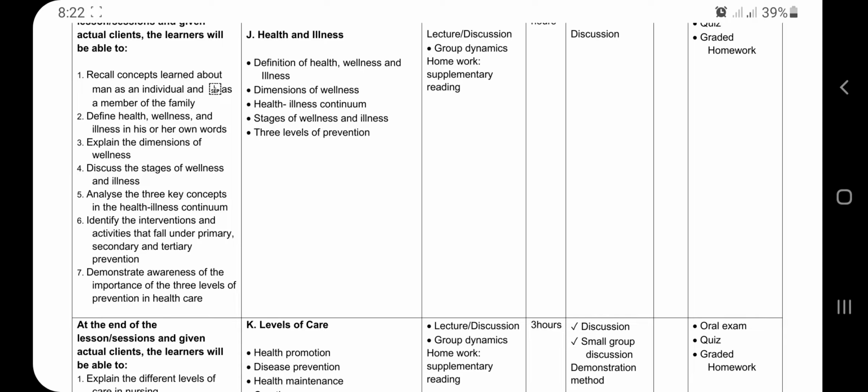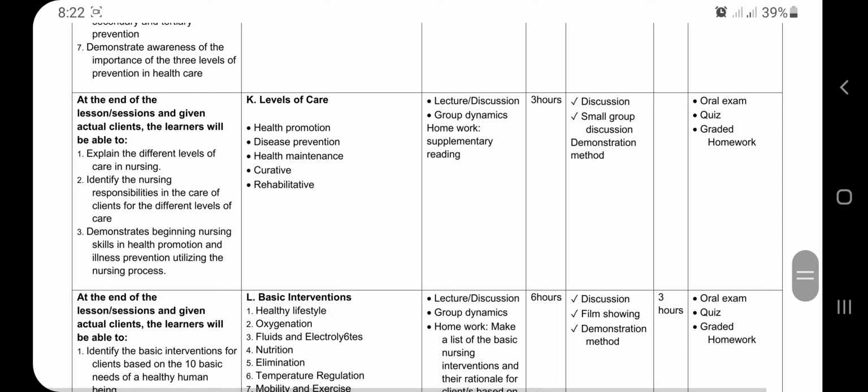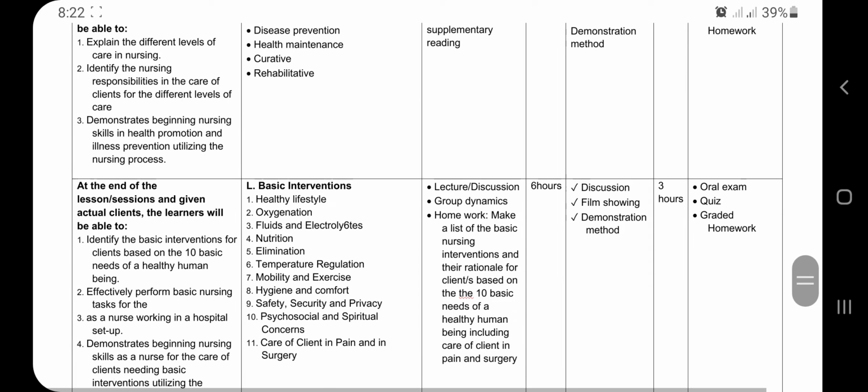Okay, ano ba yung definition ng health? Okay, ano yung mga dimensions ng wellness? Ano yung definition ng illness? Okay, mga levels of prevention. We have also here the levels of care. Okay, sila yung health promotion, disease prevention, health maintenance, curative, and rehabilitative.